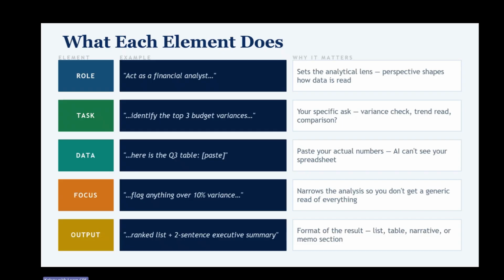Data is probably the most critical part. We want to give it our actual numbers directly in the prompt. AI can't see your spreadsheet unless you share the content. Focus narrows the analysis so you don't have a generic read of everything. We want to tell it what's significant. What are we specifically looking for? And then output shapes the deliverable. Is this a ranked list, a paragraph, a memo section, or a table? Together, these 5 elements are going to give AI exactly what it needs to do the useful analytical work for you.